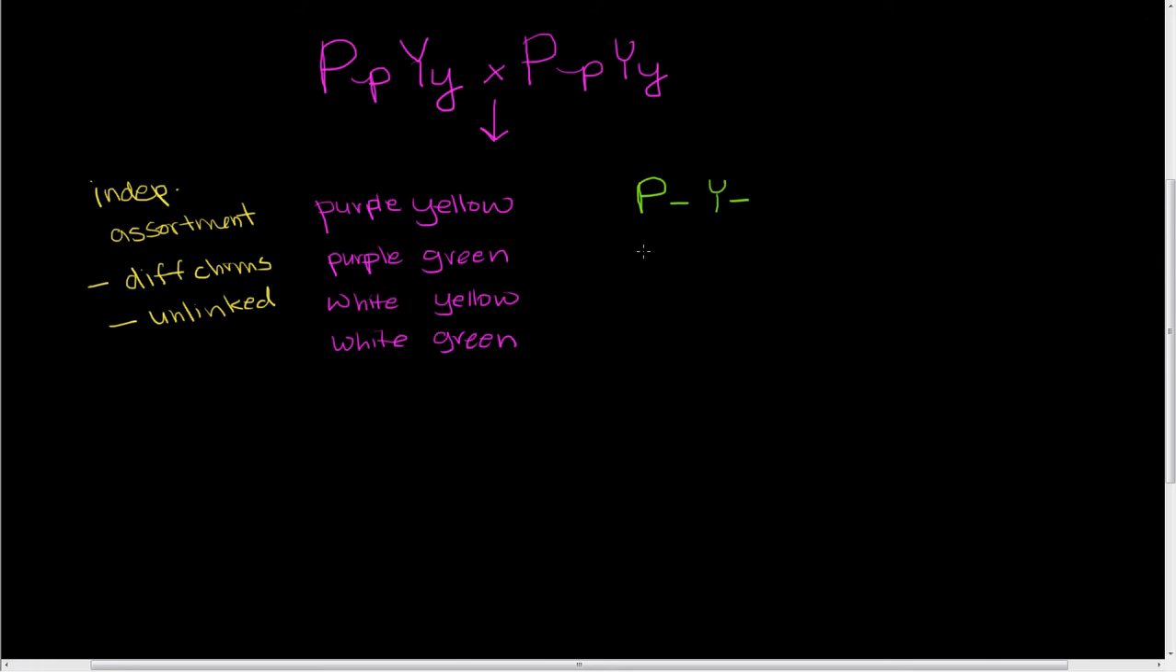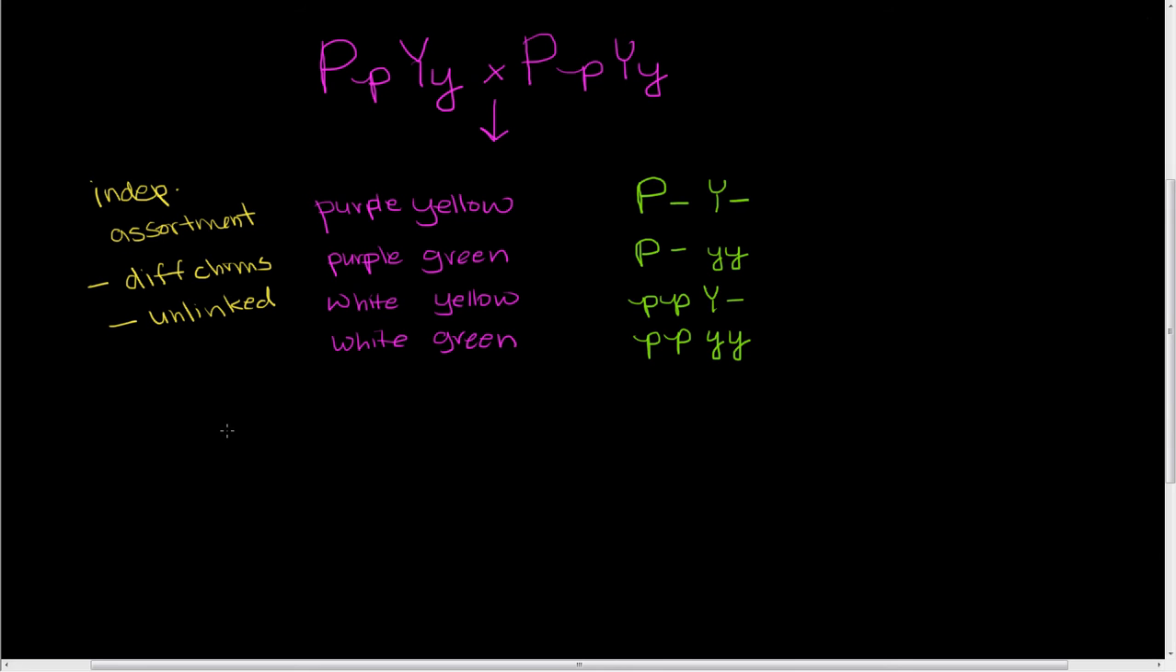So for purple flowers, big P, green seed coat, you're going to need two copies of the recessive version to get a green seed coat. For white flowers, you need two copies of little p at the P locus, and then for a yellow seed coat, again, one big Y at least. And then for our final class, white flowers, two copies of little p, with green seed coat, two copies of little y. So our double homozygous recessive. So these are our different genotypes.